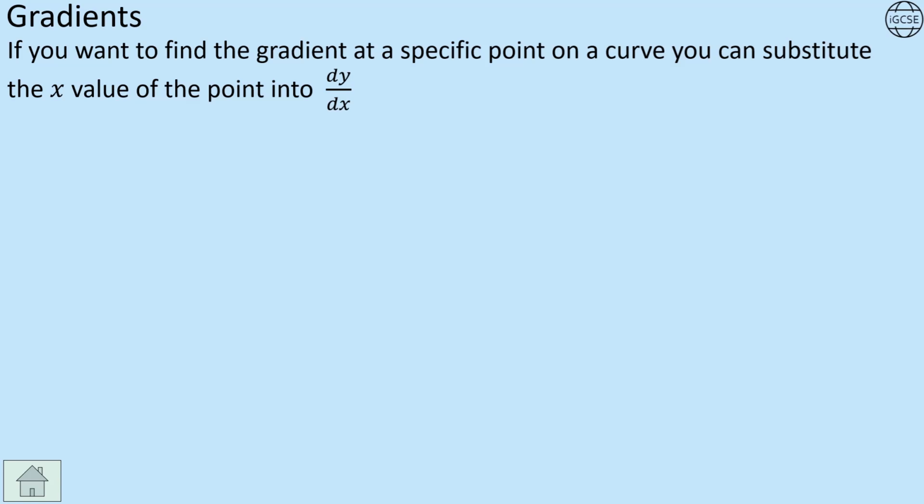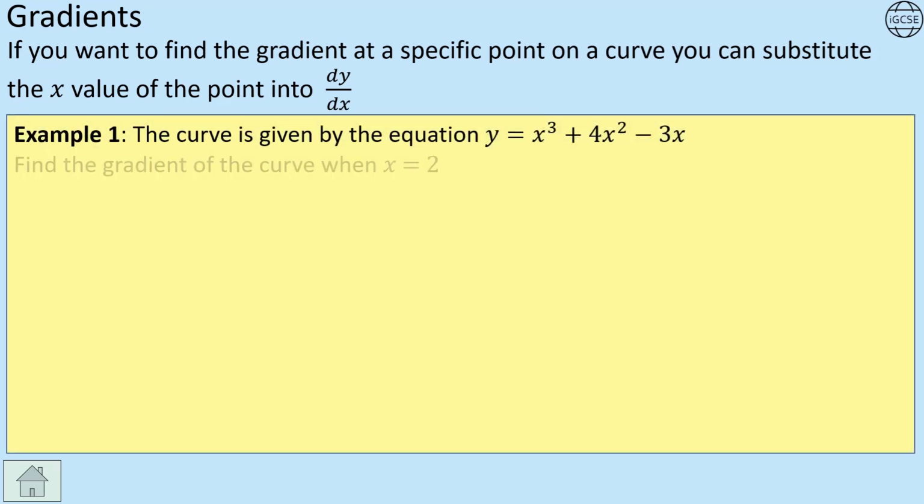If you want to find the gradient at a specific point on a curve, then we substitute the value of x that we may be given into dy by dx, because dy by dx is the gradient, but it's going to be in terms of x. So if we've got a coordinate, then we need to substitute the value of x into it. Let's have a look at this particular example.